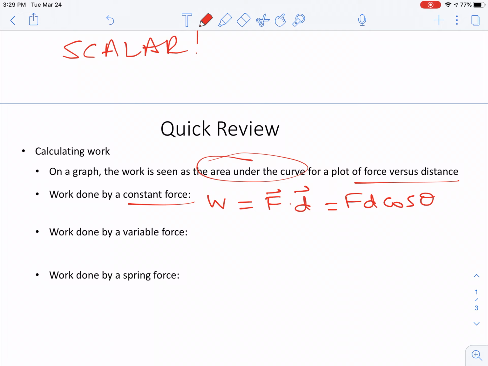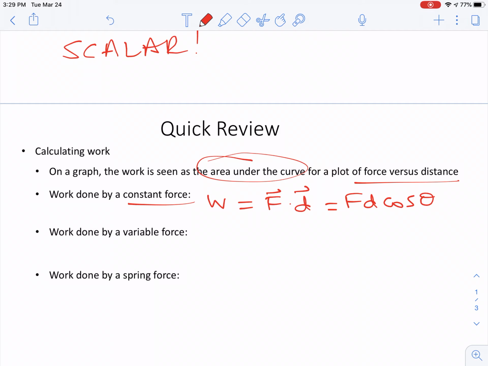If theta is less than 90 degrees, then you're going to get a positive work done. That means you're adding energy to the system. That force is adding energy to the system. If this angle is above 90 and up to 180, it's going to be negative. So you're going to check the sign of the work done: is it added energy or taken energy from the system by that force, okay?